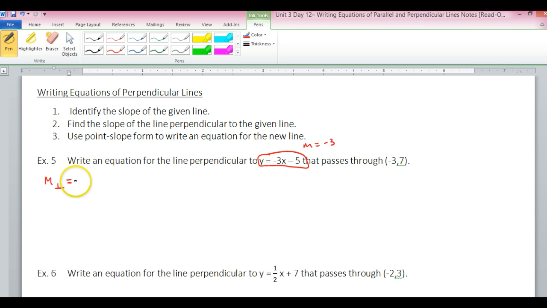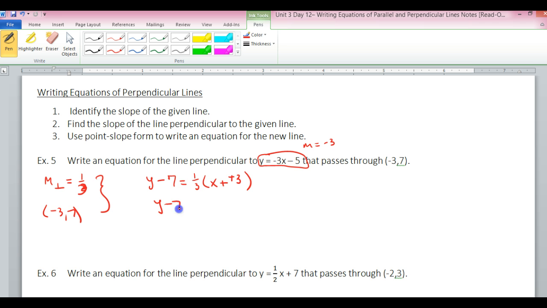Well, the opposite of negative is positive, and the reciprocal of 3 over 1 is 1 over 3. That would be the slope of my new line. I know it goes through the point (-3, 7), so now I use this information to write the equation of my new line. So, y minus the y coordinate, which is 7, equals 1/3 times x minus, what's my x coordinate? Negative 3. Bling bling that.